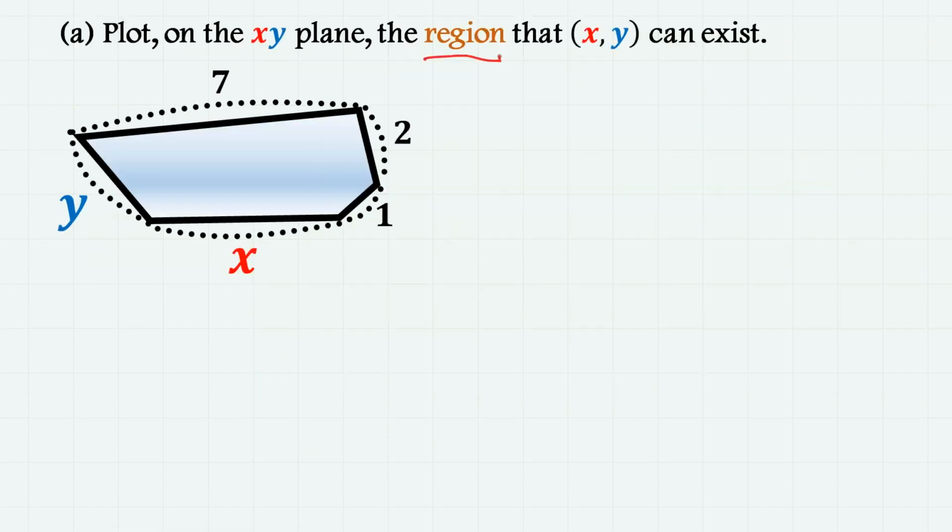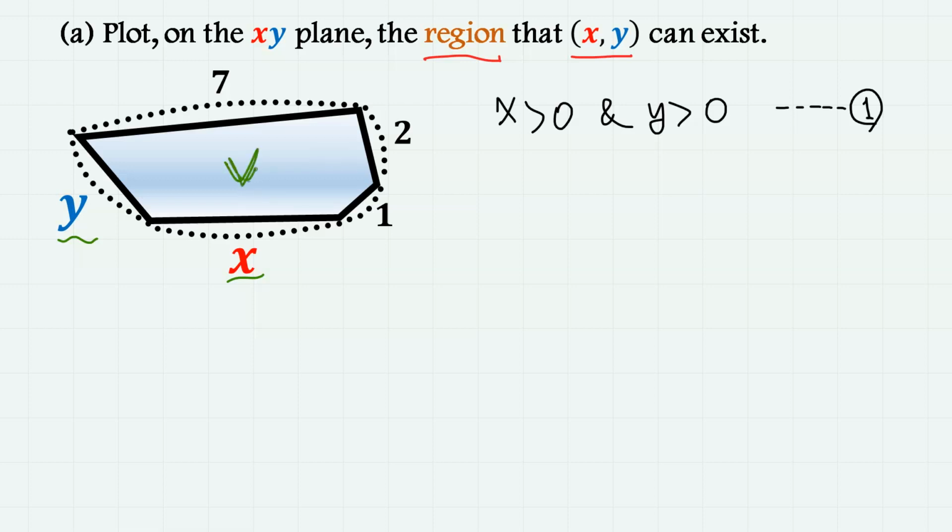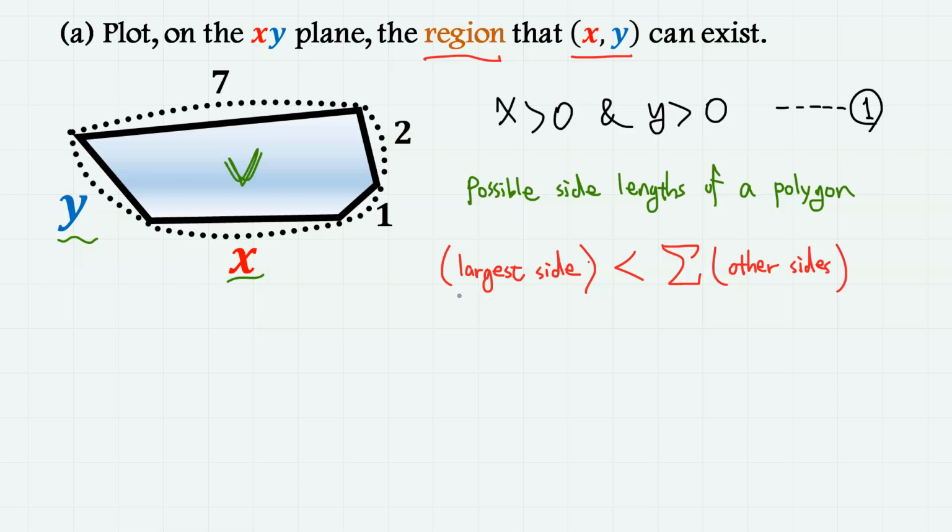First, the possible region for (x, y) on the xy plane. First things first, since x and y are side lengths of a pentagon, they all must be positive. So we have this as our first and foremost condition. Now let's think about the condition to form a pentagon. Here we will use the famous criterion for possible side lengths of a polygon. That is, the largest side length must be smaller than the sum of the other sides.